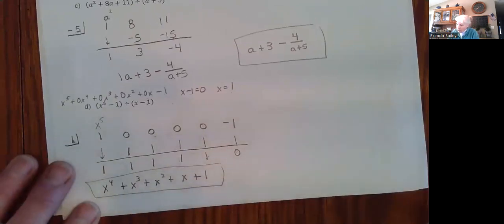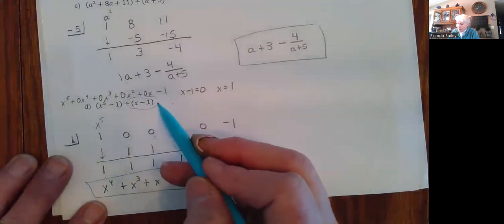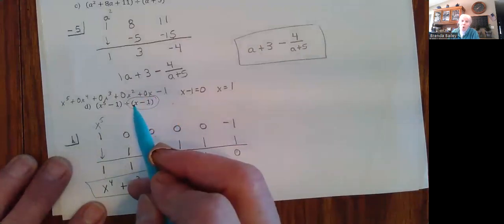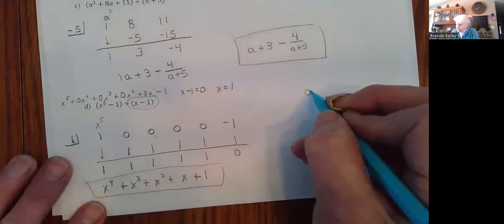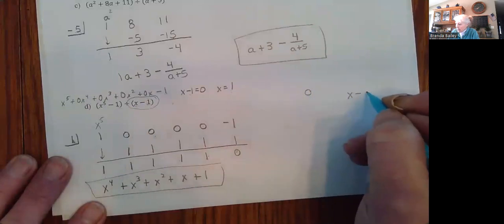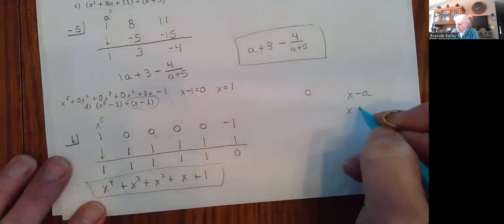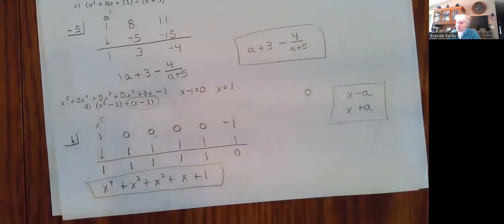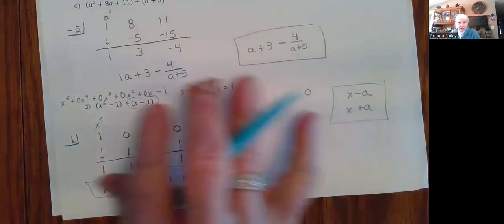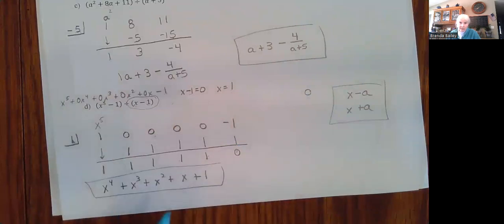It will not work if that divisor has a number in front of the x, or if it's like x squared, then it won't work either. It can only work if it has the form x minus a or x plus a, where a is a number. That's it. And then you can use this process. To me, there's a lot fewer places to make a mistake than if you use the long division.